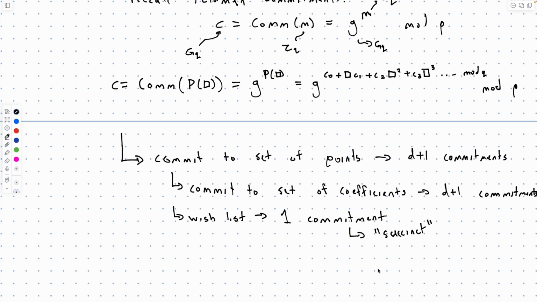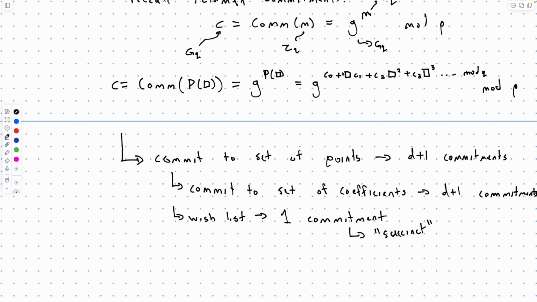Okay. And so I'm going to have a succinct commitment to a polynomial. Now, there's actually a very easy way of doing this if you know cryptography. You know what a hash function is. You could just hash them all together, and then you have g to the hash of all the coefficients or all the points. Now you have a single value.